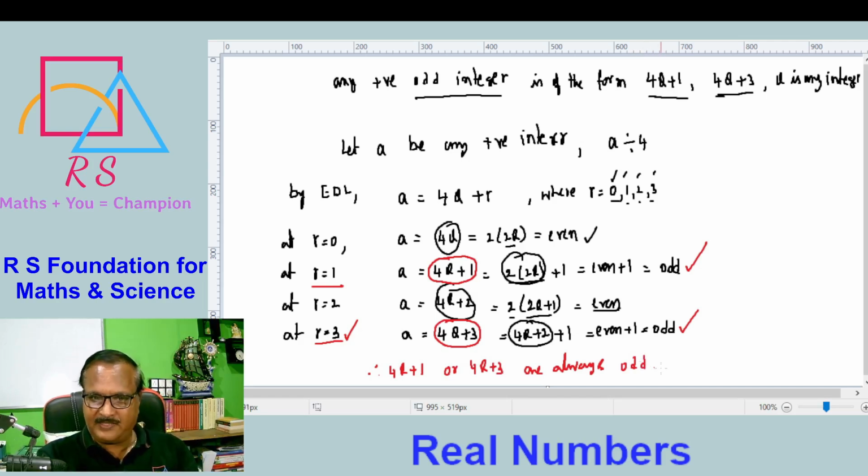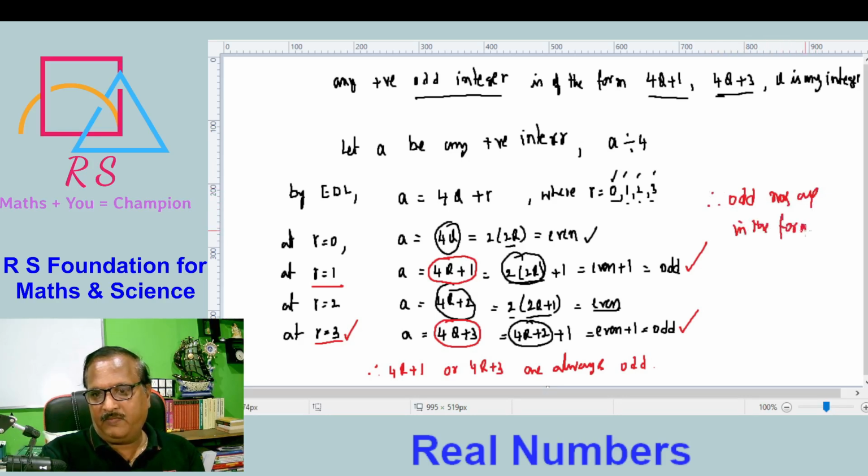Odd numbers are in the form of 4q, because it is given. So therefore the odd number you can write like this also: odd numbers are in the form of 4q plus 1 or 4q plus 3. So this is more appropriate than this.